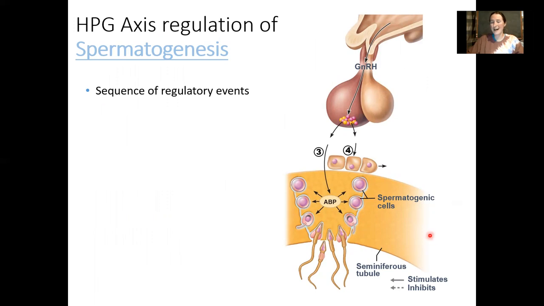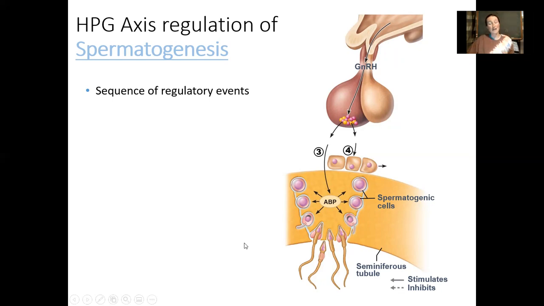This here is the seminiferous tubule, like we just looked at. Yellow are those Sertoli cells or sustentocytes. Here is the edge of the seminiferous tubule. Here is the lumen.